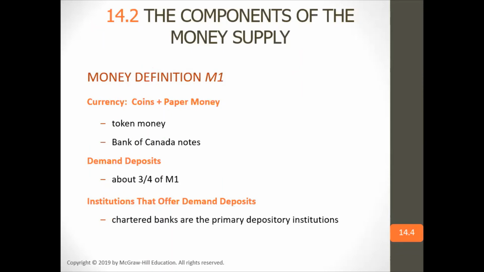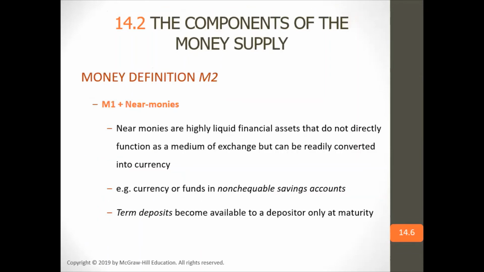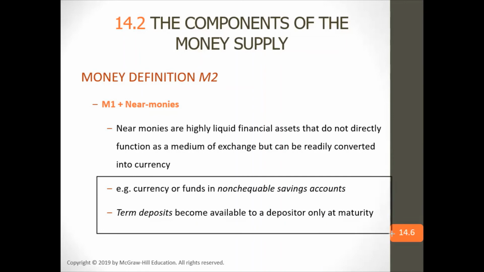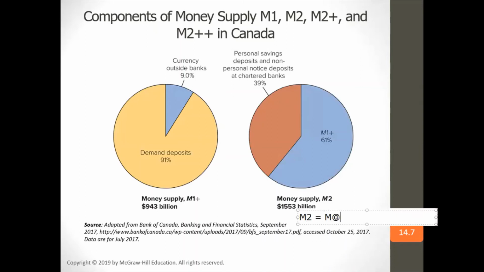So M1 is coins plus paper money. M2 is M1 plus savings accounts, basically. You would count savings accounts for that, and also term deposits. So M2 is bigger than M1 because it has this. M2 is basically M1 plus savings accounts.